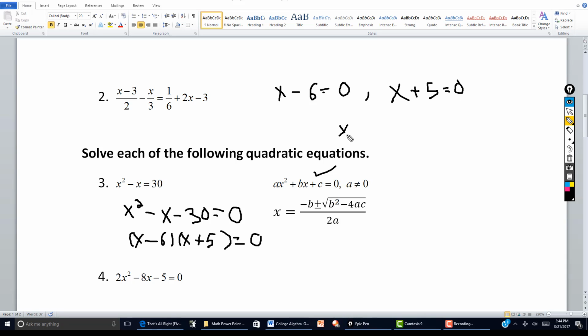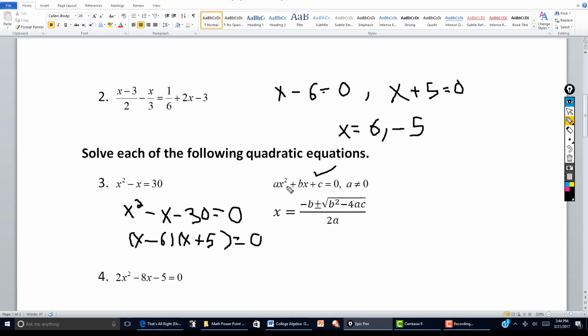So you solve each of these equations now. So we actually get two linear equations. Add 6 to both sides and I get 6. So x can be 6. Add negative 5 to both sides, or x can be negative 5. So I get my solutions of 6 and negative 5.